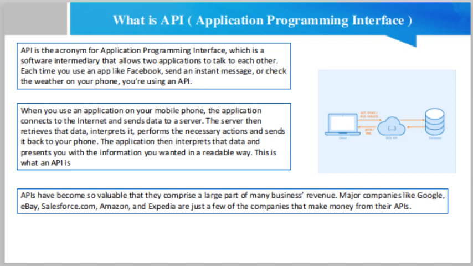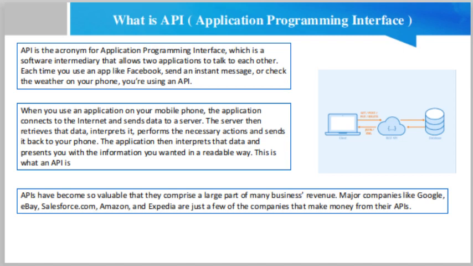When you use an application on your mobile phone, the application connects to the internet and sends data to a server. The server then retrieves that data, interprets it, performs the necessary actions, and sends it back to your phone. The application then interprets that data and presents you with the information you wanted in a readable way. This is what an API is. All of this happens via API.